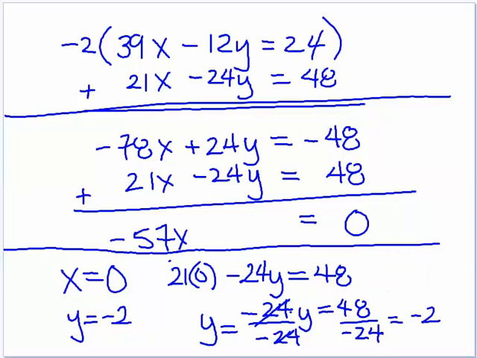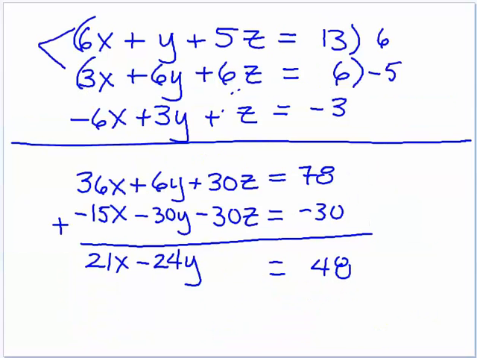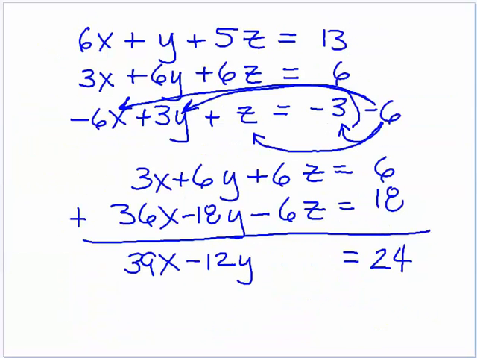We divide by negative 24, so we just have one y. And that's 48 divided by negative 24. Y is equal to negative 2. X is equal to 0. At this point, we've got x and y. Now we finish with these. We go back to our original problems, way back here. And we choose one of these to work with.